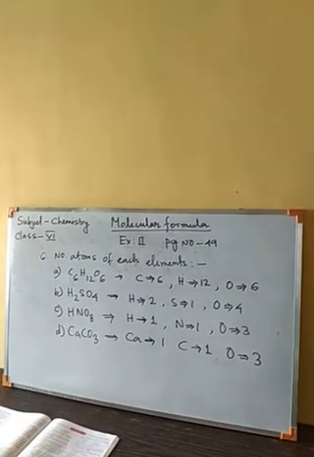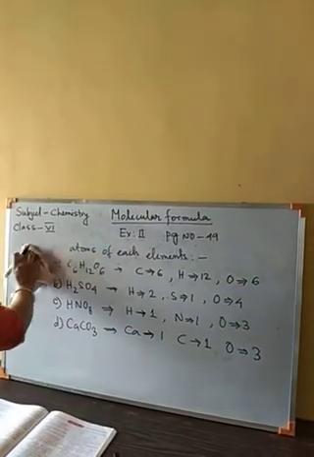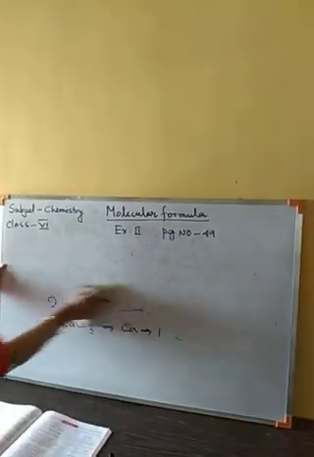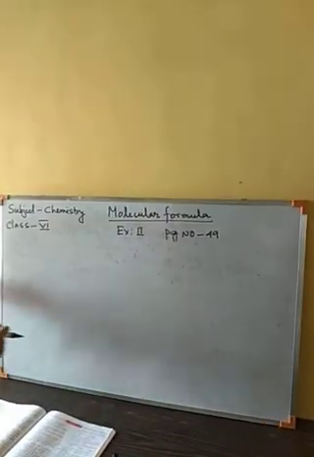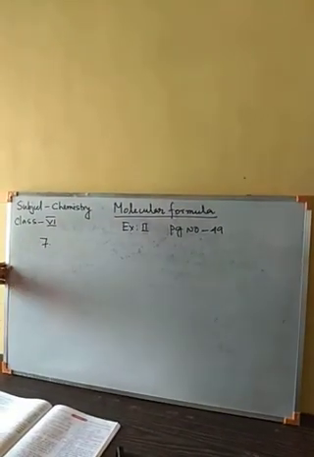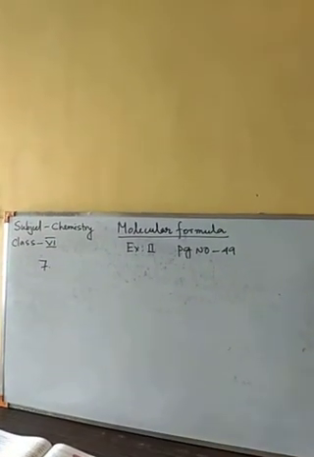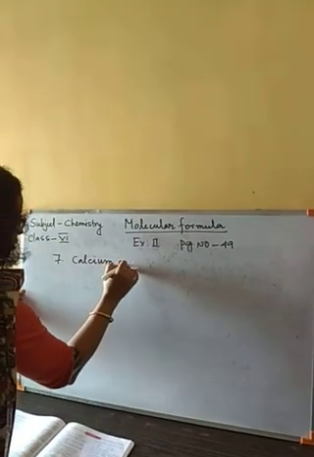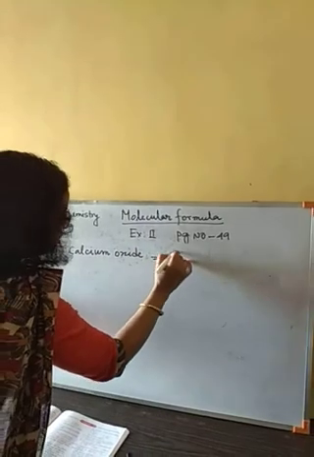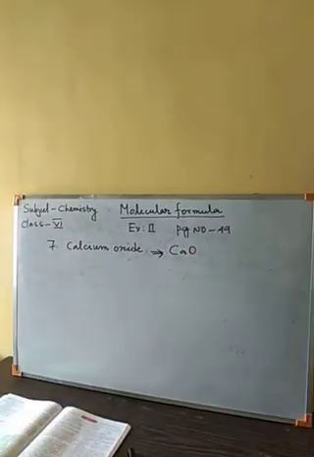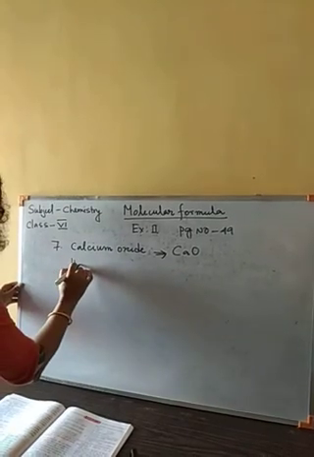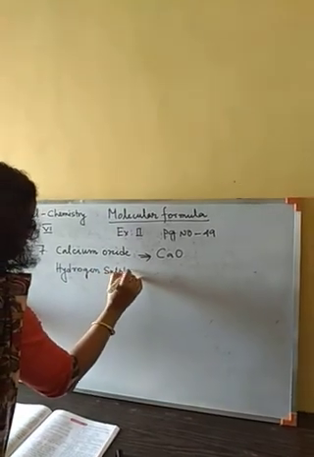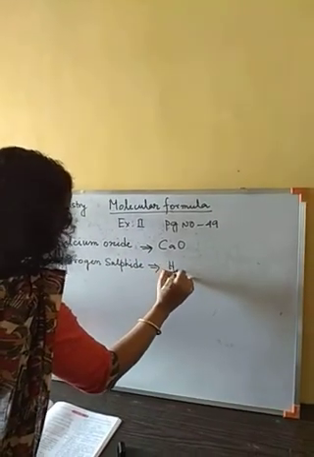Next we have question number 7, that is, write the molecular formula of compounds. Calcium oxide. The molecular formula of calcium oxide is CaO. Next, hydrogen sulfide. This is H2S.